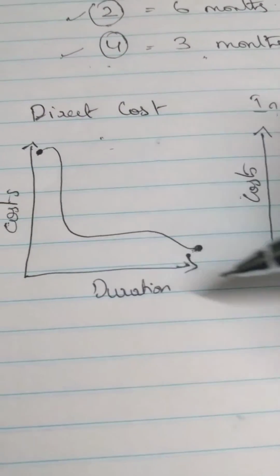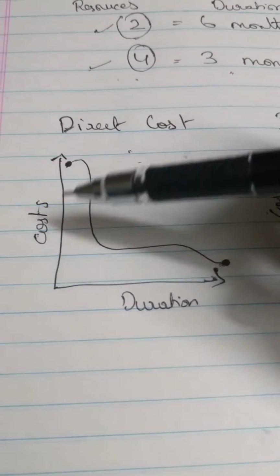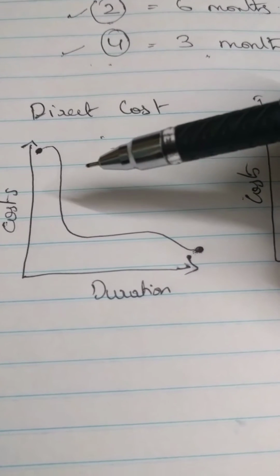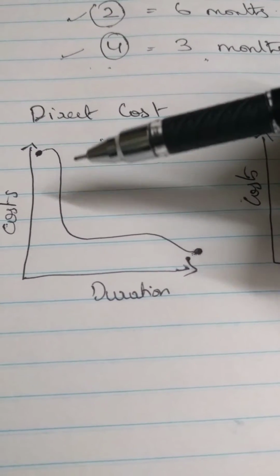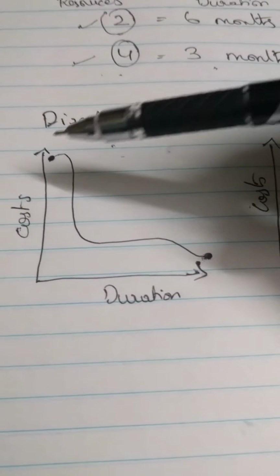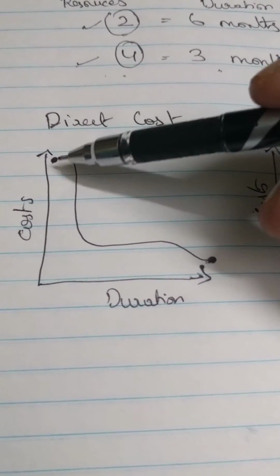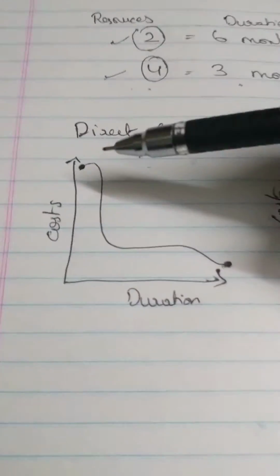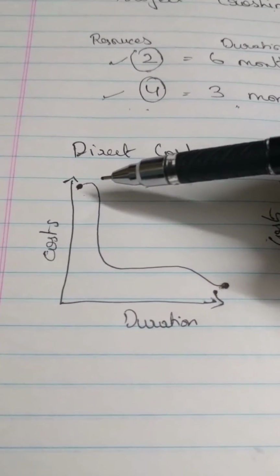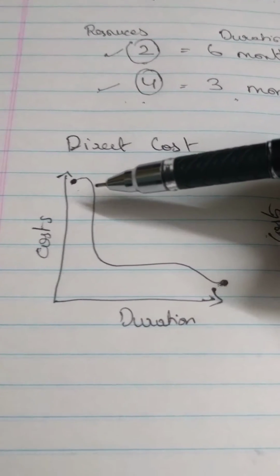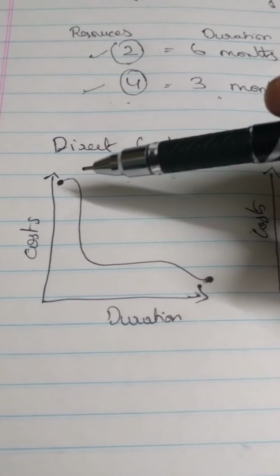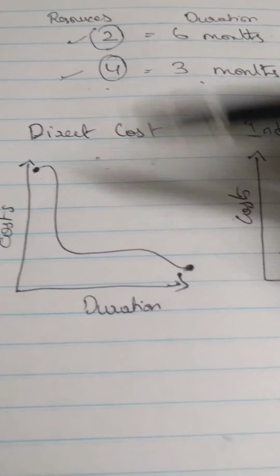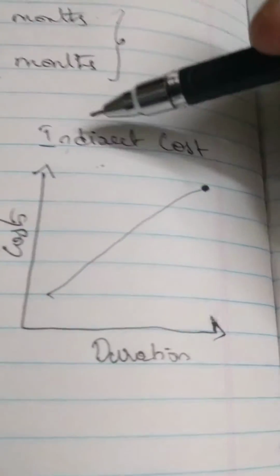If you take a bar chart and try to understand this, with the costs on the y-axis and the duration on the x-axis, you're going to realize that as the project progresses, the direct costs will drop overall. Initially, when the project is just getting started, if this is the start point and this is the end point, the direct costs of the project are going to be very, very high. However, as the project goes on, the direct costs are going to keep steadily dropping until they reach the null point.